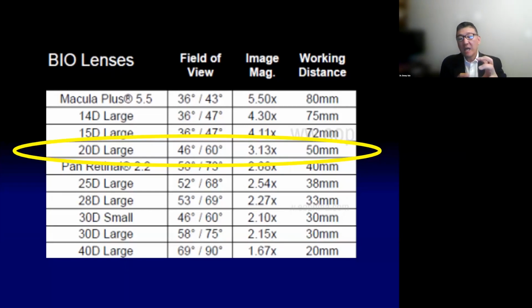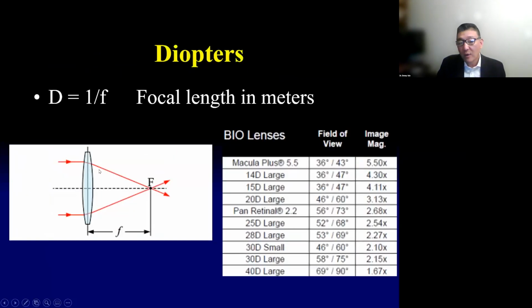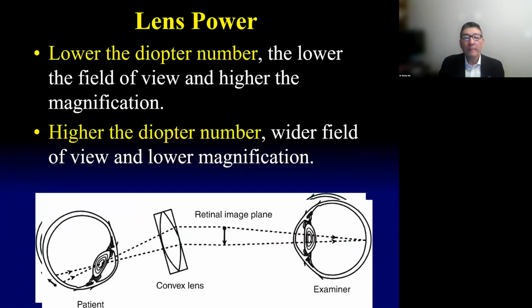As you can see, the higher the power, the closer you have to hold it. That makes sense because the focal length gets shorter as the lens becomes more convex. And as the lens becomes flatter and less powerful, you hold it further and further away, and that is what gives you the magnification. Also, the lower the diopter number, the smaller the field of view and the higher the magnification, and vice versa.